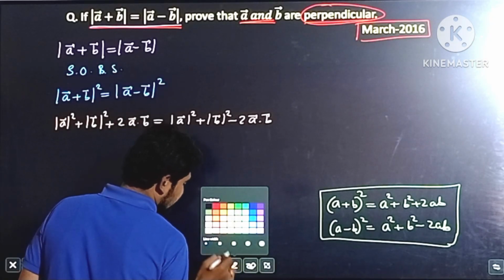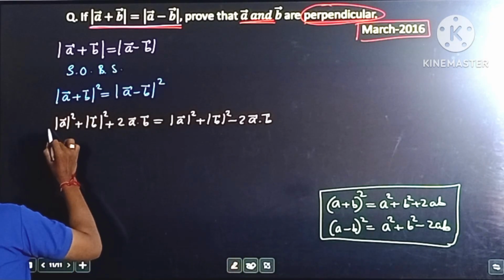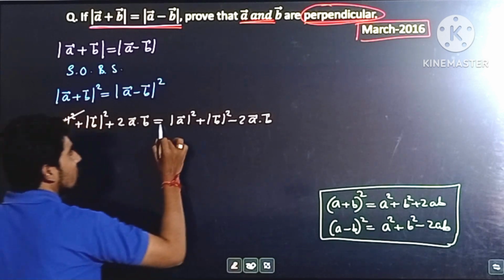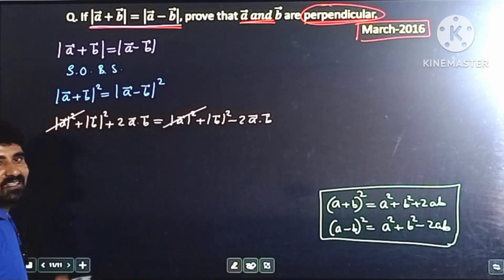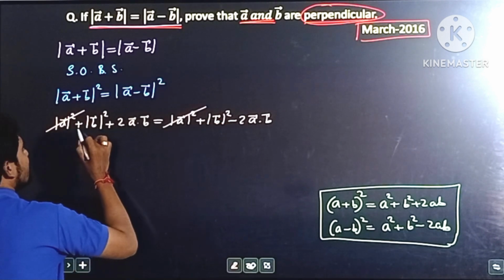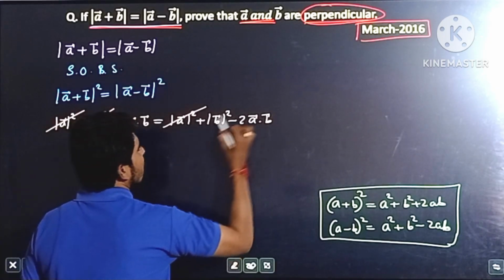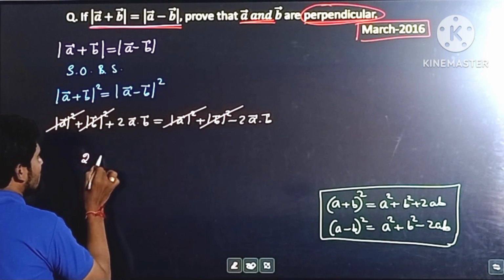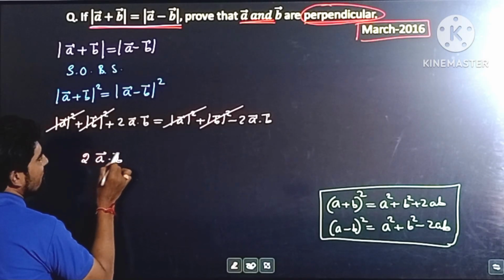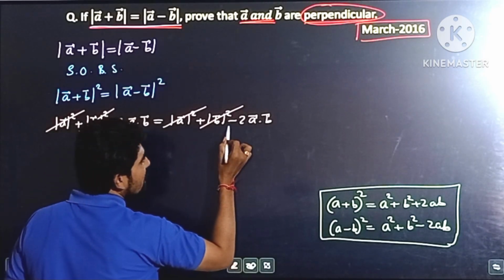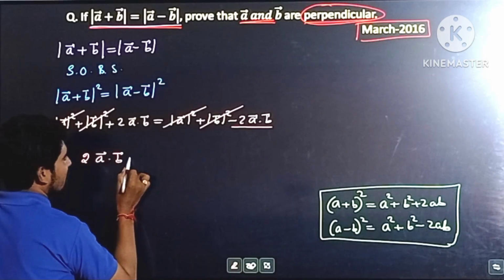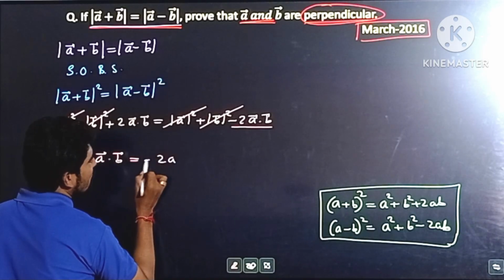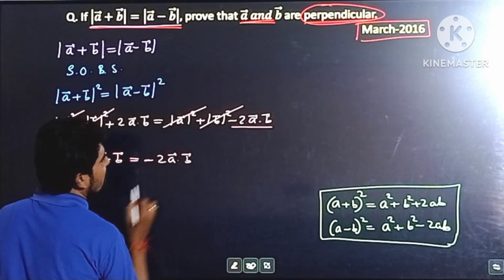Now observe here, magnitude of A vector square gets cancelled on either side. Similarly, magnitude of B vector square gets cancelled on either side. So what remains on the left side is 2 into A vector dot B vector, and on the right side minus 2 into A vector dot B vector.